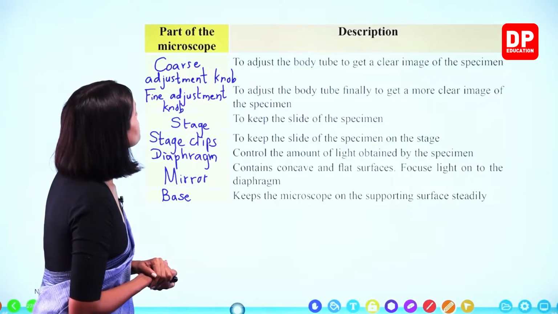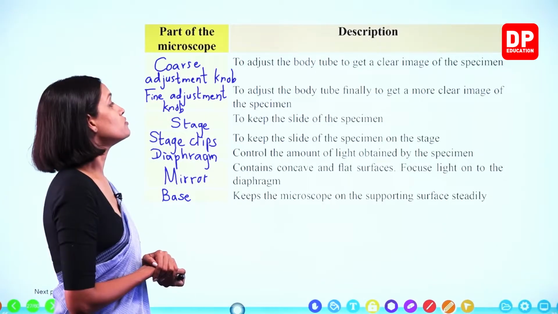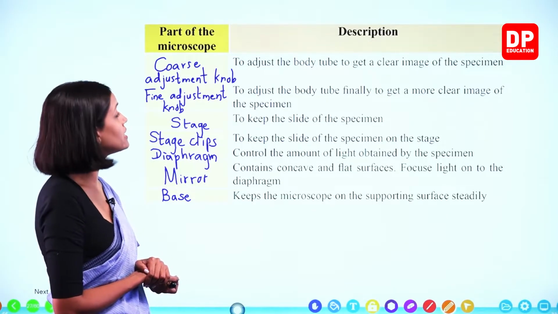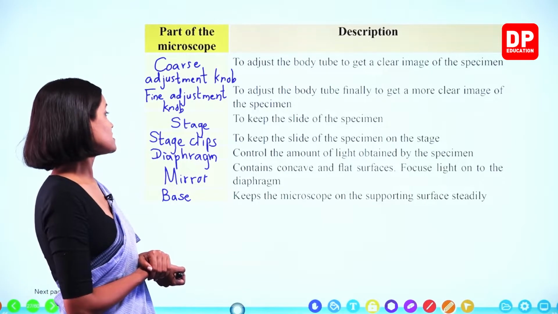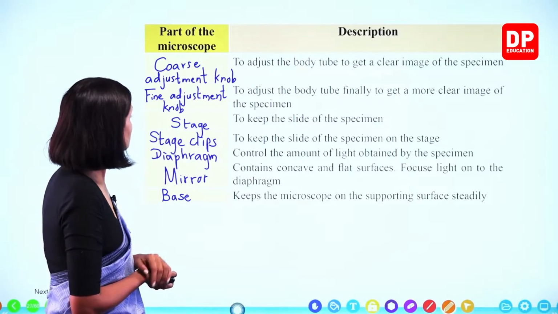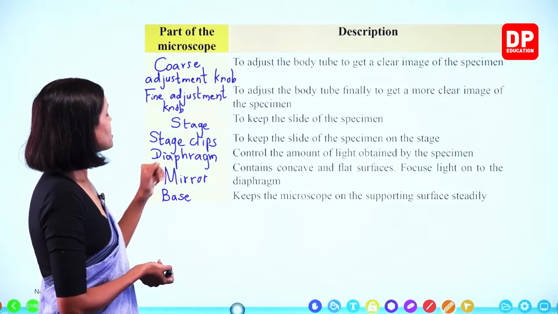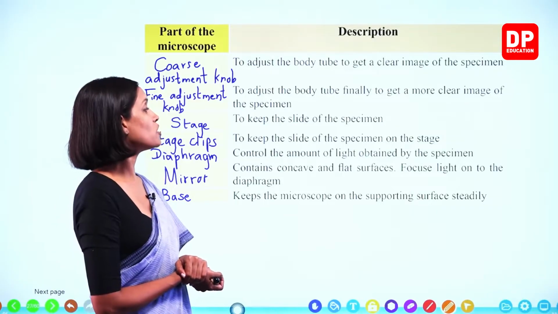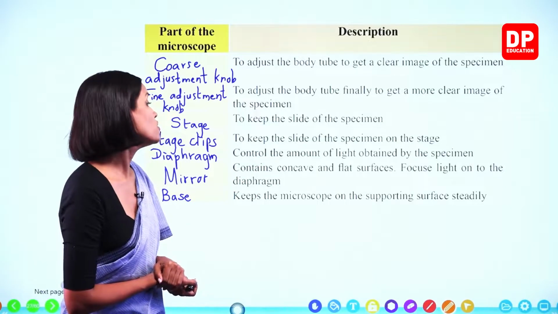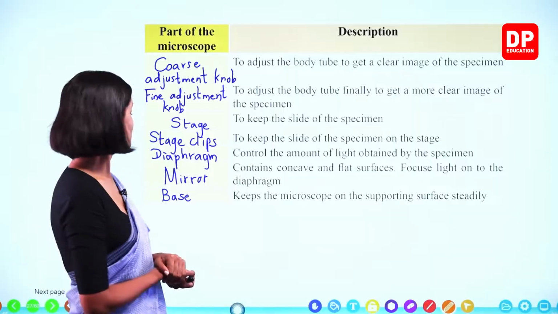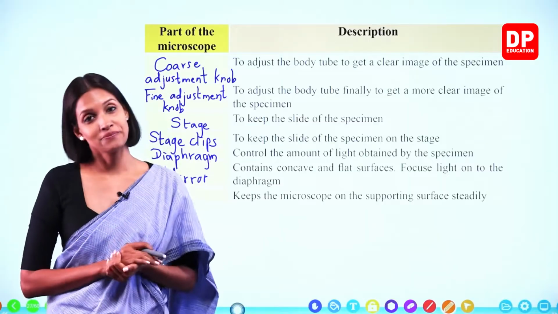Coarse adjustment knob, to adjust the body tube to get a clear image of the specimen. Fine adjustment knob, to adjust the body tube finely to get a more clear image of the specimen, right? And the stage. To keep the slide of the specimen, we use the stage. And stage clips to keep the slide of the specimen on the stage without moving here and there. Diaphragm controls the amount of light obtained by the specimen. And mirror contains concave and flat surfaces, focuses light onto the diaphragm, right? And the base keeps the microscope on the supporting surface steadily, right?